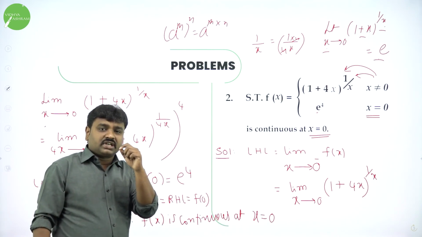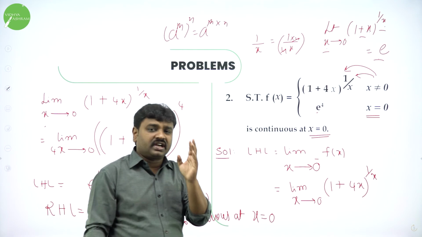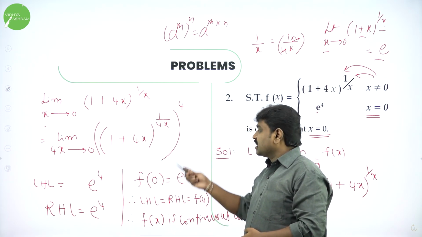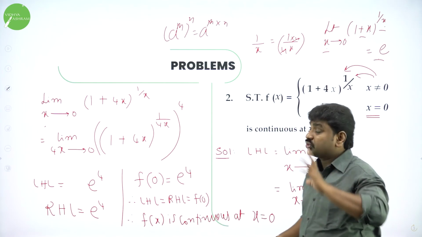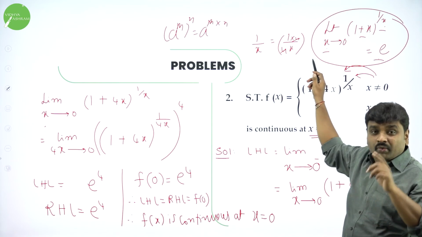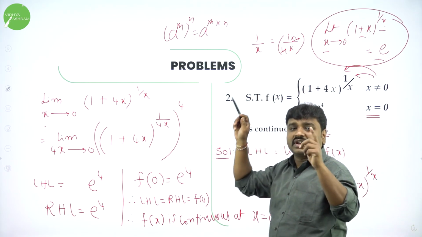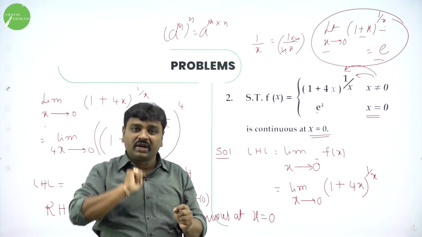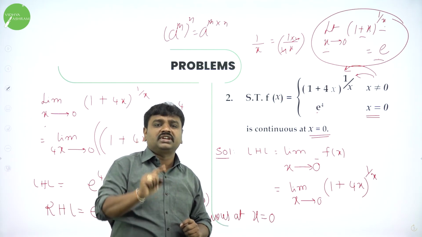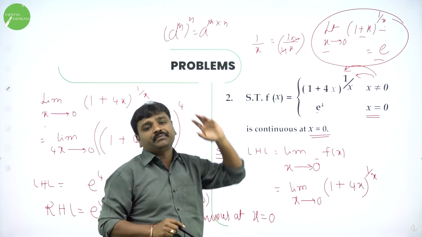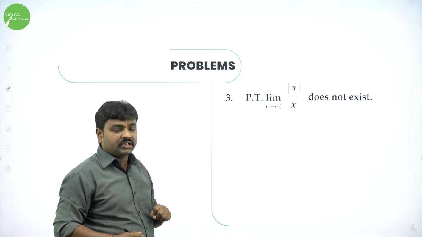When can you say a function is continuous? If the left-handed limit, right-handed limit, and function value at 0 are the same, then we say the function is continuous. Here all are the same, but here we are using a theorem, so you should be thorough with this theorem. Limit x tends to 0, (1 plus x) power 1 by x is always e. Remember, like you have learnt, limit theta tends to 0, sin theta by theta is 1, and limit theta tends to 0, tan theta by theta is 1. Similarly, limit x tends to 0, (1 plus x) power 1 by x is e. So now we'll start with the third problem.